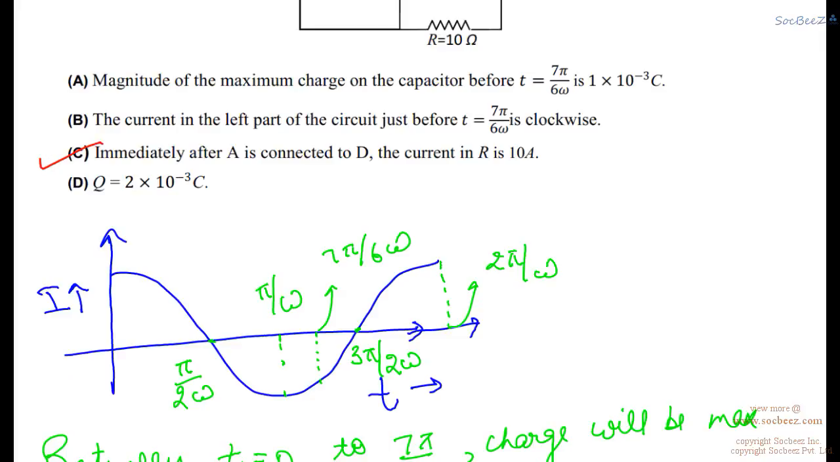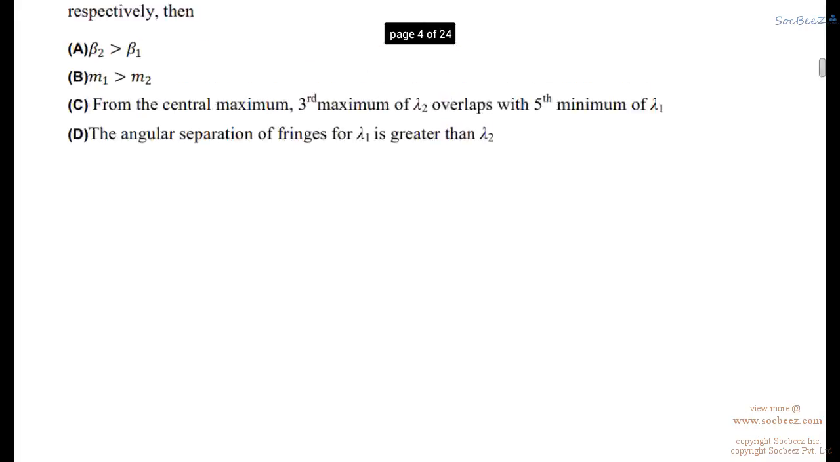Here, after applying KVL we have found out that I equals 10 ampere. Now Q is also correct. We have found out that the total charge transferred is 2 into 10 raised to the power minus 3 coulomb. Okay, so now let's look at another question.